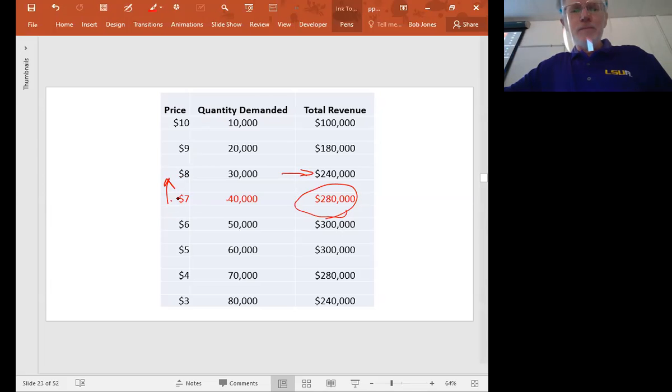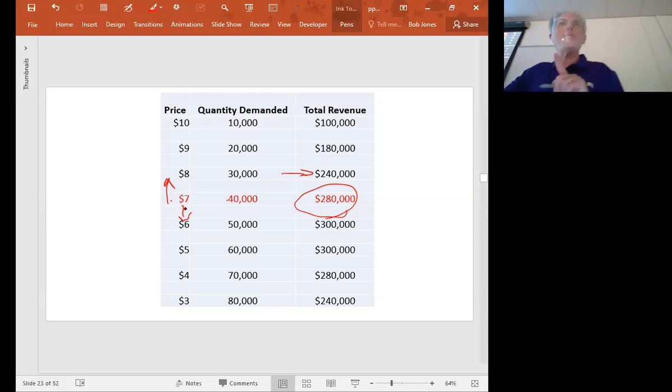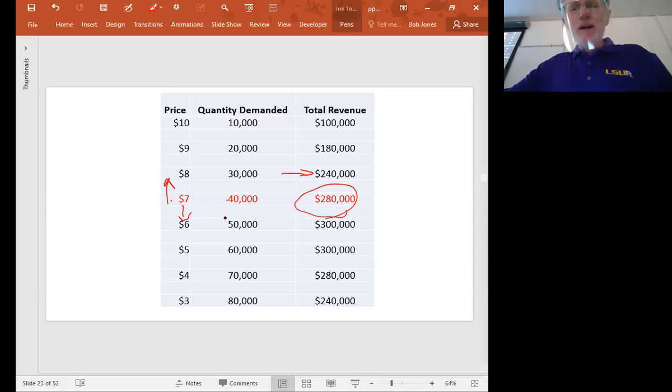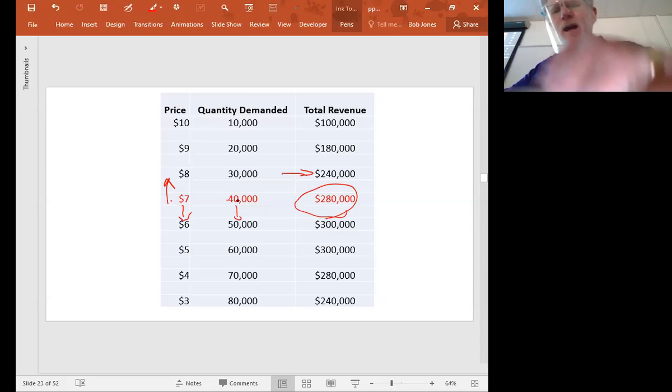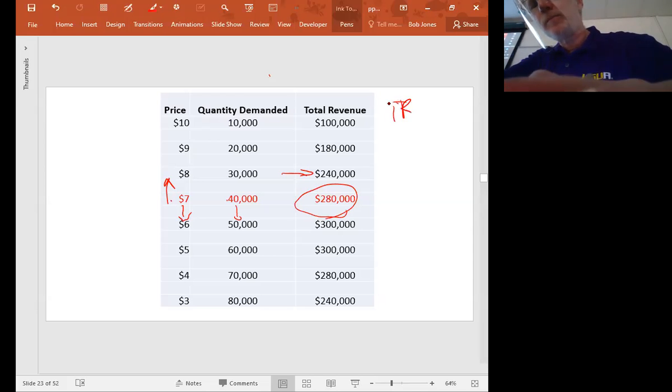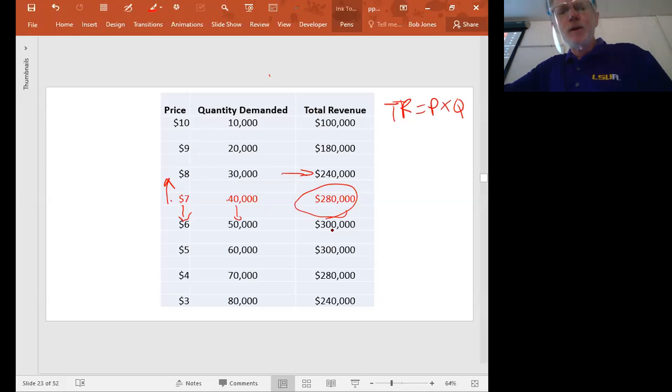Because if, rather than raising it, he lowers it to $6, yes, he is getting fewer dollars per ball. But he is going to sell 50,000 more balls, more autographs. And he's not interested in the quantity or the dollars he's getting per autograph. He's interested in the total revenue he's receiving. And total revenue, as we said before, is price times quantity.